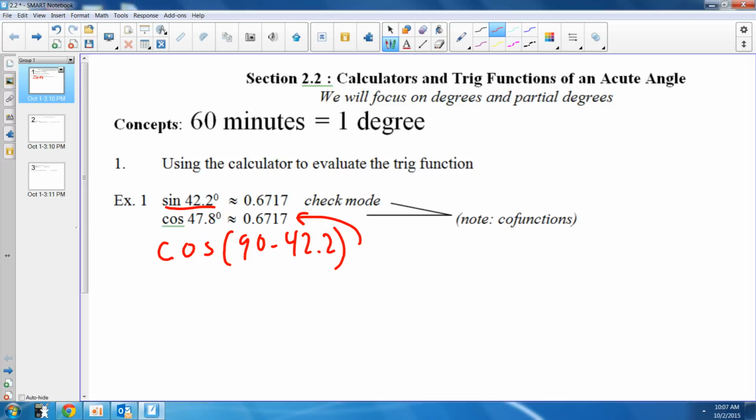That will reiterate the point that we made last couple lessons, and that is that the trig function of an angle is equal to the cofunction of the complement of the angle. And that's the same thing that we're doing with these two. All right.